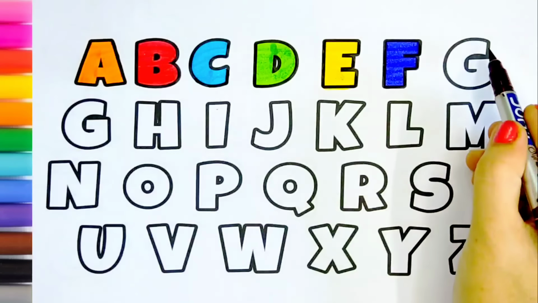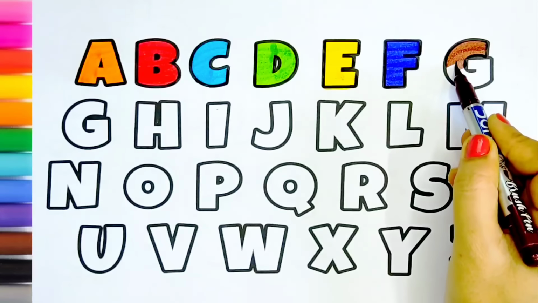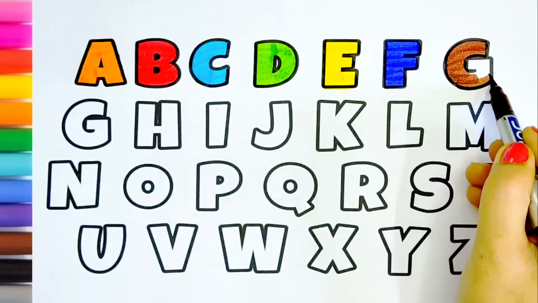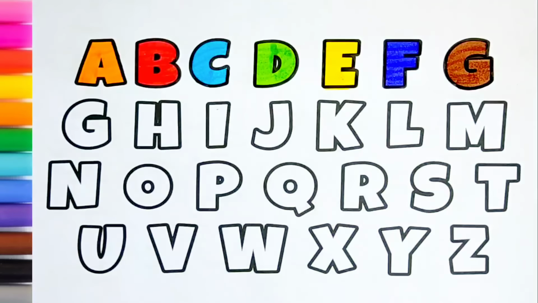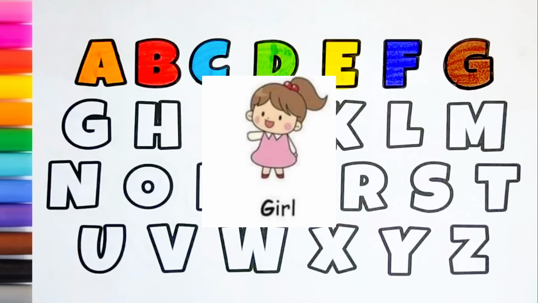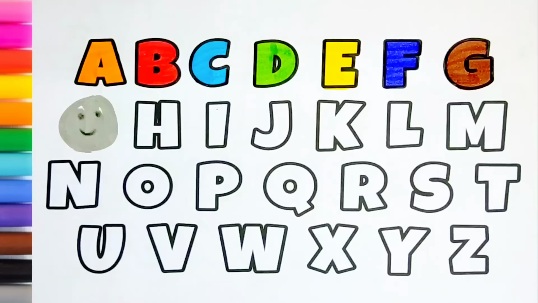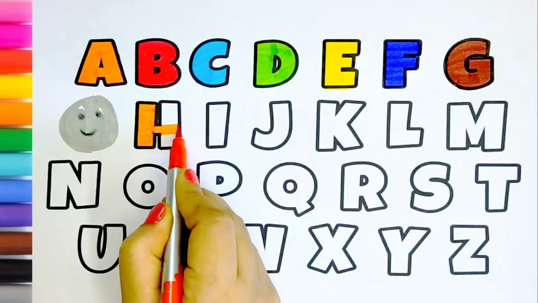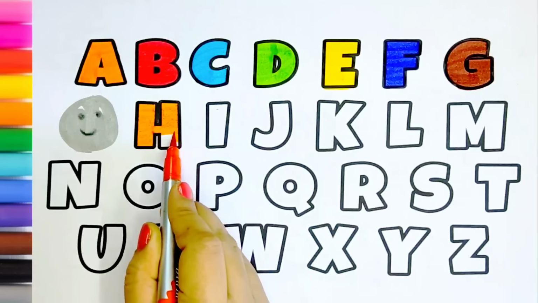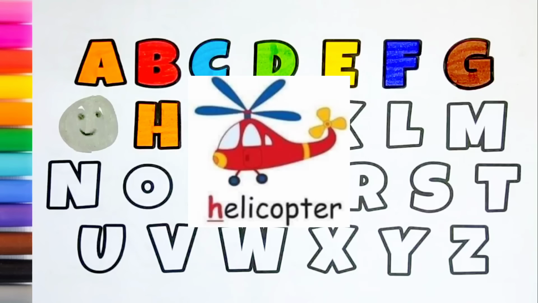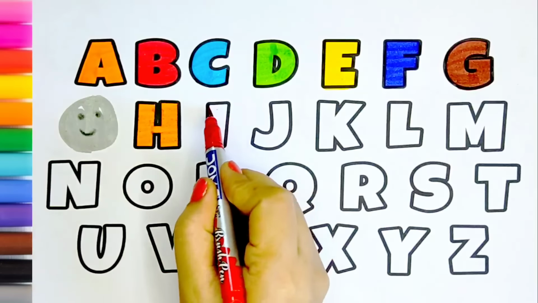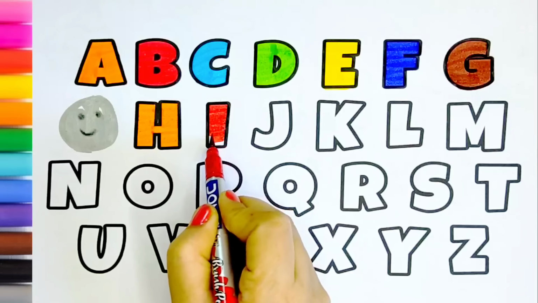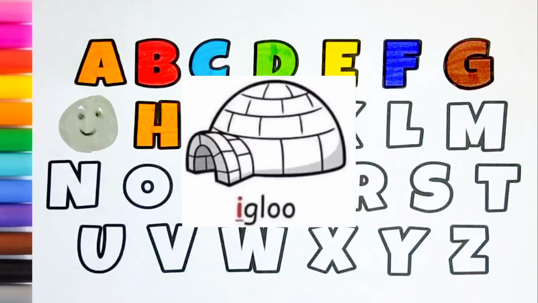Brown color. G. G for girl. Orange color. H. H for helicopter. Red color. I. I for igloo.